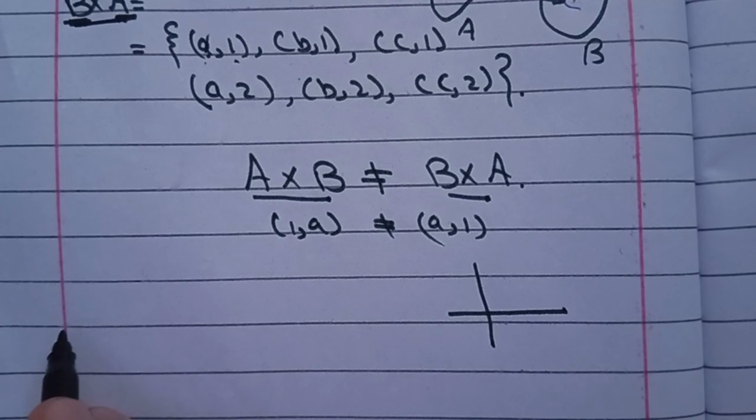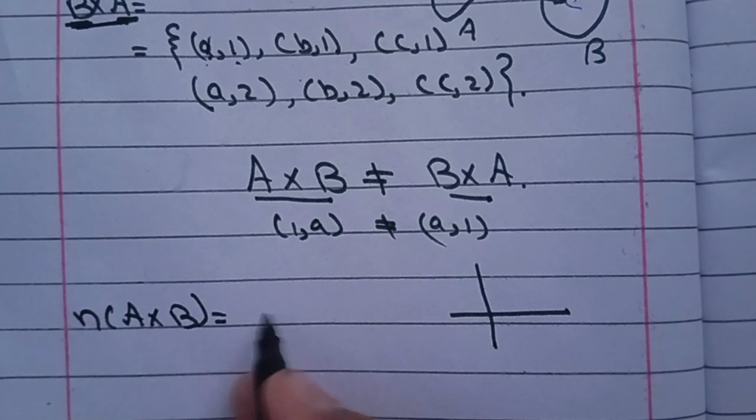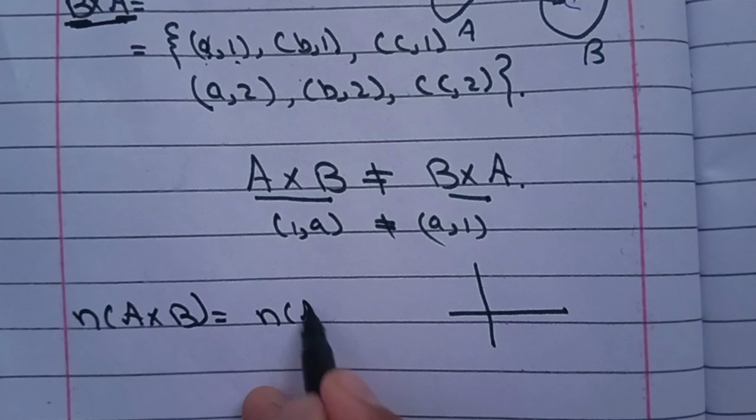One more thing, the number of elements in A cross B is equal to the number of elements in set A multiplied by the number of elements in set B. You can see that the set A contains 2 elements and set B contains 3 elements. So 2 multiplied by 3, which is equal to 6. So A cross B must have 6 elements. You can see that 1, 2, 3, 4, 5 and 6. Similarly B cross A must have 6 elements.